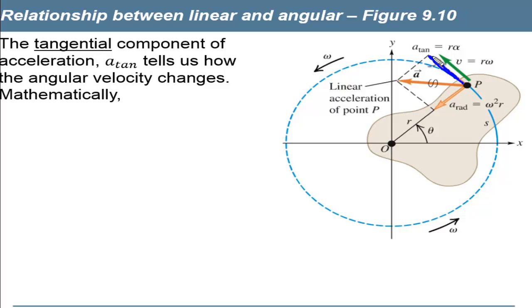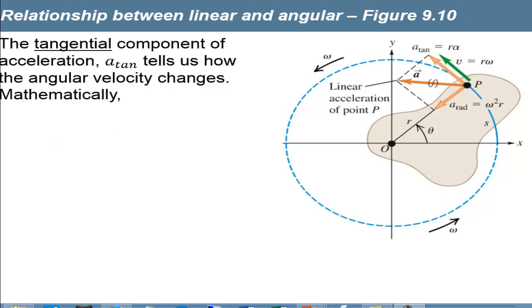Tangential acceleration is parallel to the path at that moment, and also parallel to the velocity. If you remember back from chapter 3, an acceleration parallel to velocity results in an increase in speed, whereas an acceleration perpendicular results in a change in direction, right?